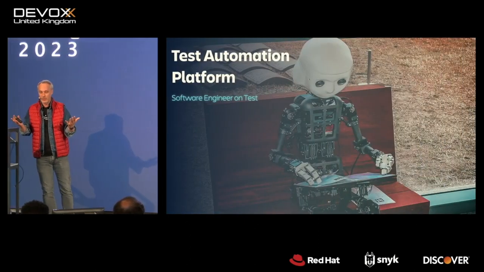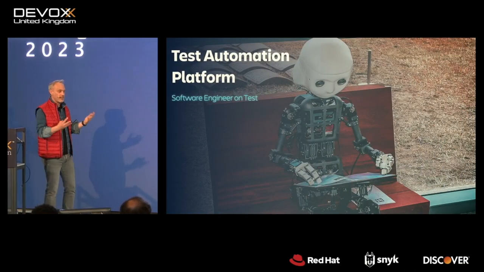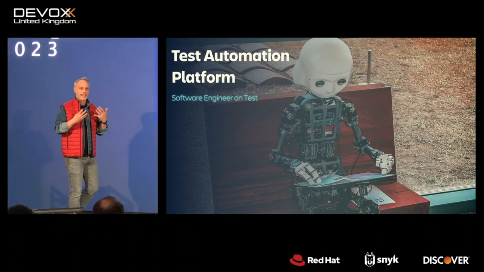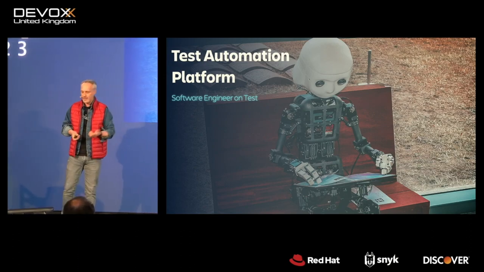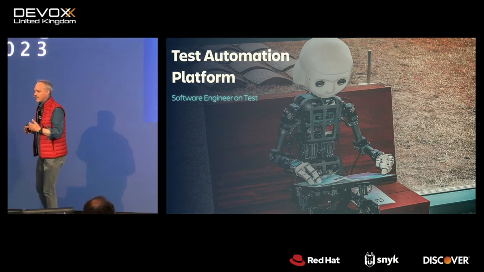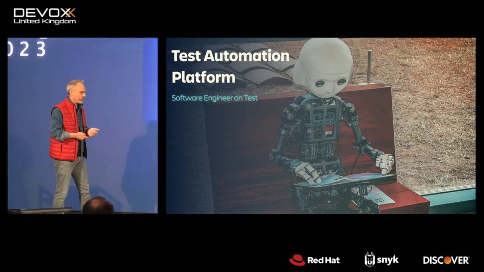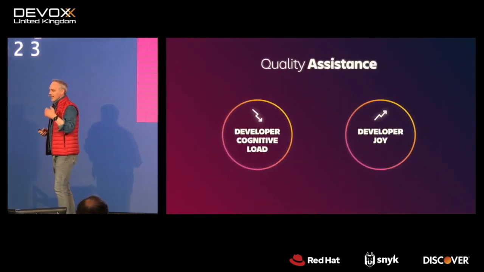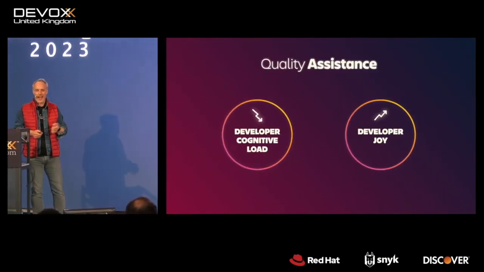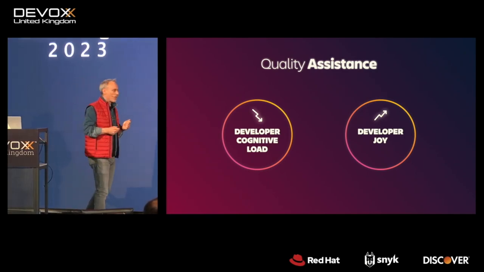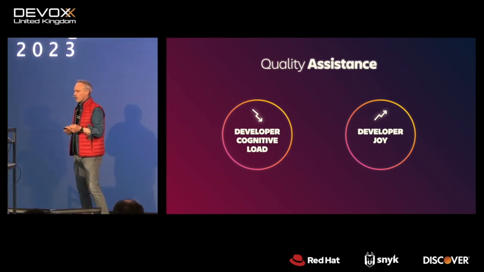So the QA people can do things like work on the test automation platform, work on the test database, and all those things, right? This is also what the test team does, where the developers are not heavily involved, they're just helping with that. So this means less developer cognitive load and more developer joy. This is what we want to do, right? We want to have more joy.